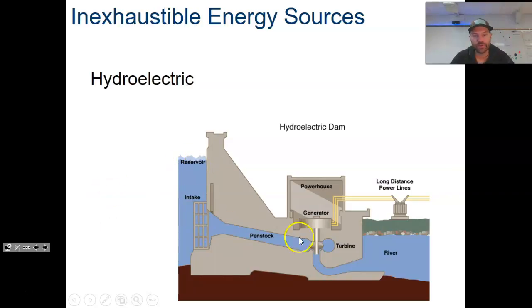Again, the water goes through what they call a penstock. It turns this turbine around out the river, and we turn a generator, which creates power. Nuclear power plants do the exact same thing, but instead of using water that's at a higher elevation, they just boil steam, and the steam turns the turbine, which creates power.